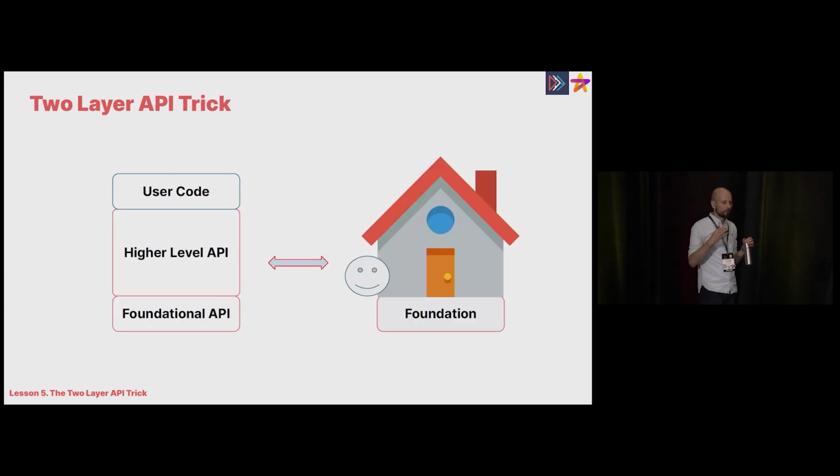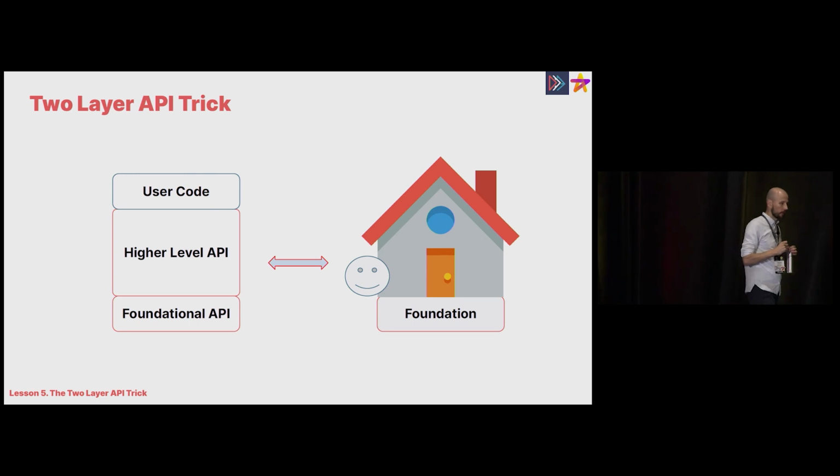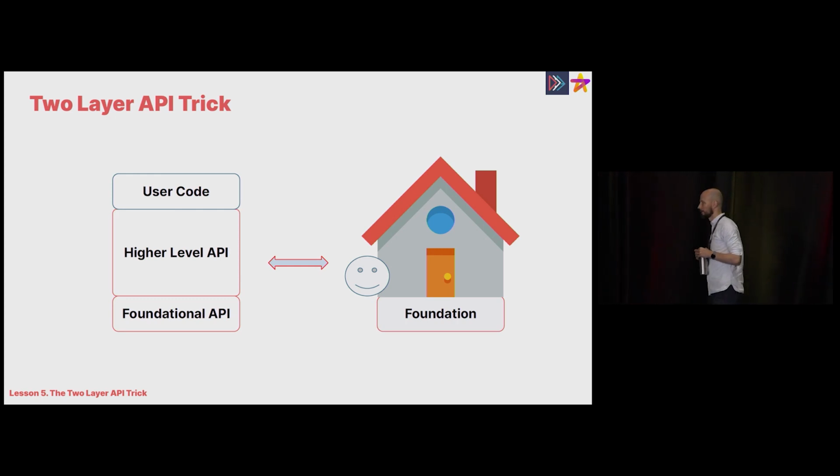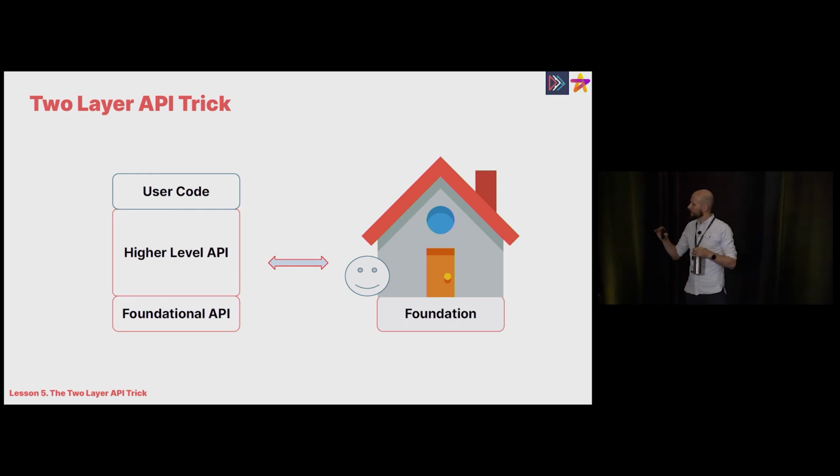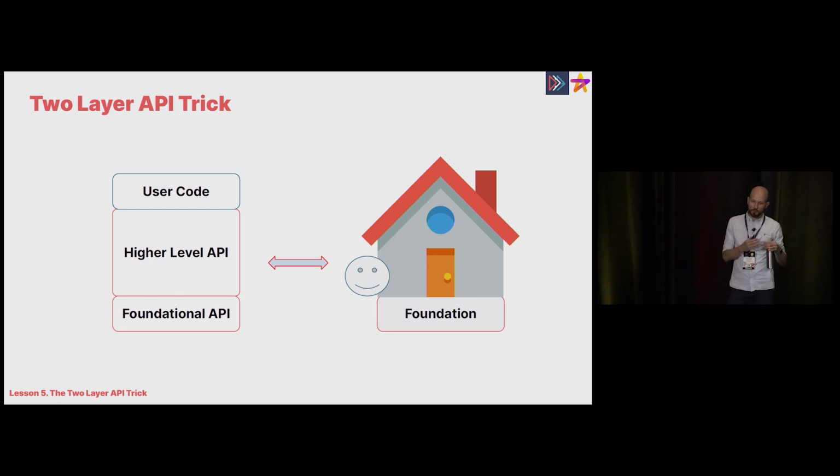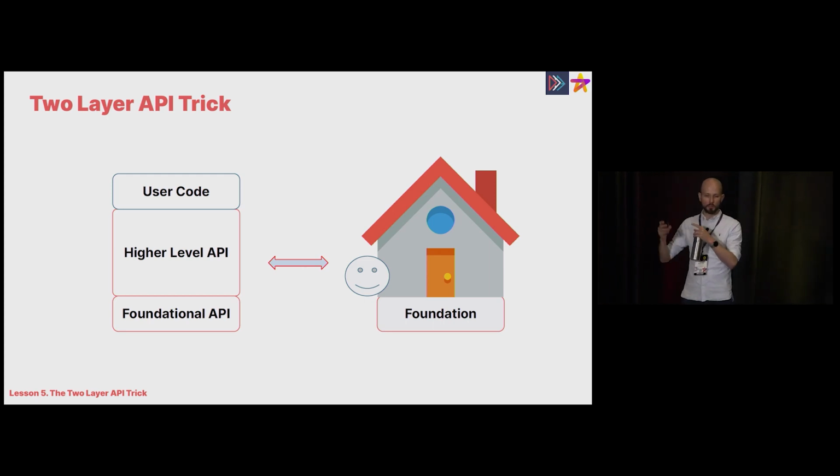Instead, I want to say you should break that up into two. You should have your users talk to a high-level API, and then have a foundational API underneath. My house-building analogy is that the foundational API should be much like the foundation of a house. The foundation bounds what you can build on top, so the foundational API sets the base level of what you can build on top of, and then you build high-level things on top of that API.